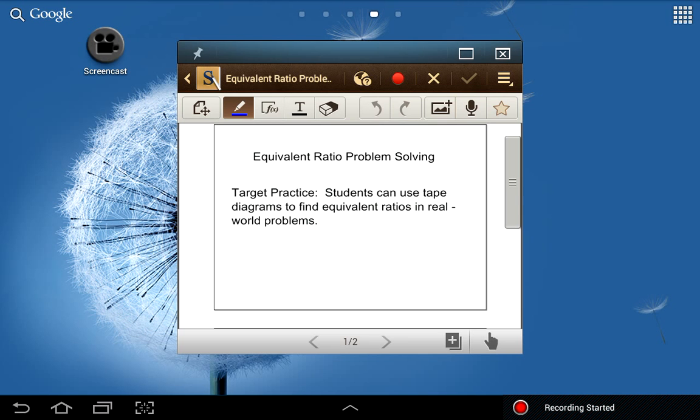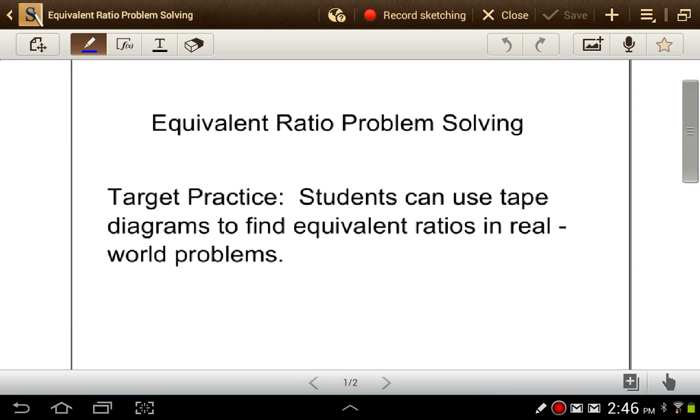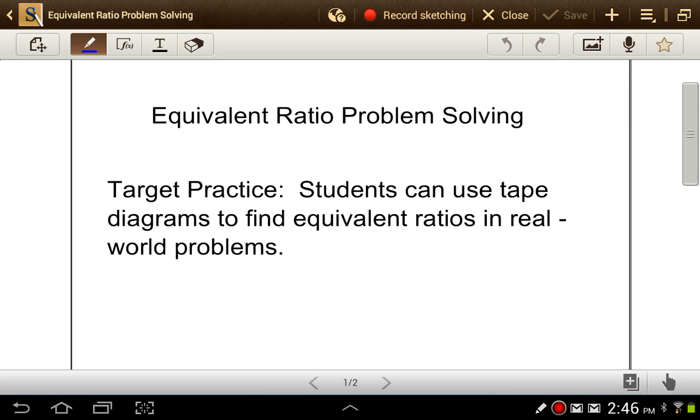Alright guys, here's our video for tonight. The equivalent ratio problem solving. Our target practice for today is students can use tape diagrams to find equivalent ratios in real world problems. Make sure you write that down. If you need more time, go ahead and pause. Otherwise, I will be moving on to the next slide.